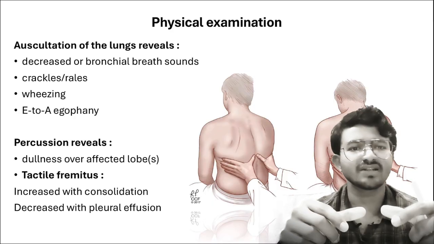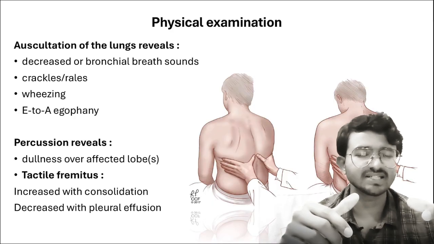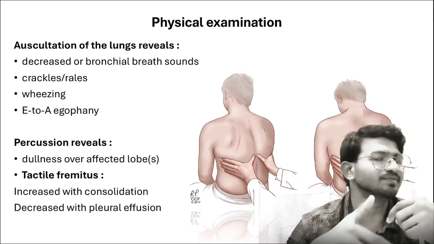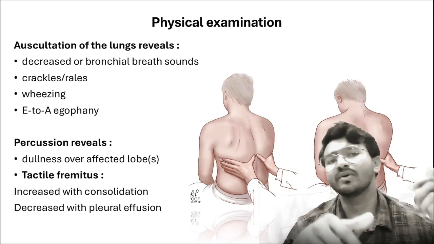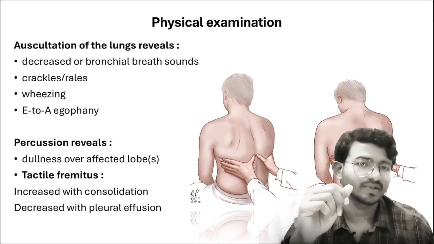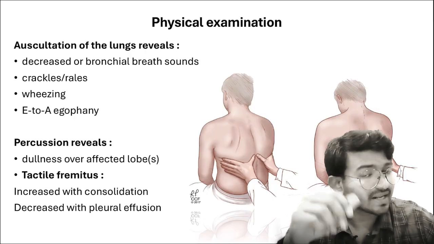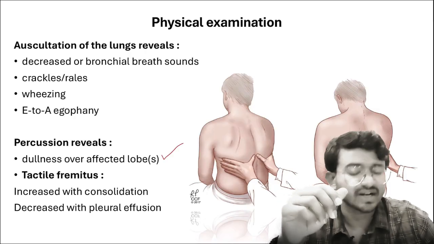If the lung is not getting proper expansion, then we have to think that something is obstructing, so we have to think about pneumonia. Okay, so in percussion we can see dullness over the affected lobe.